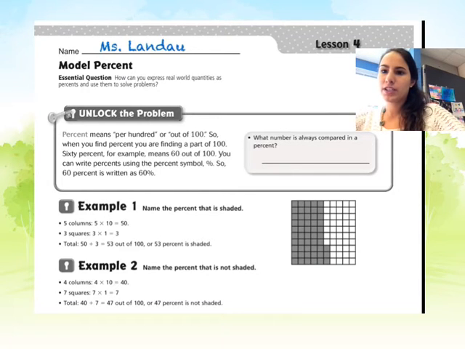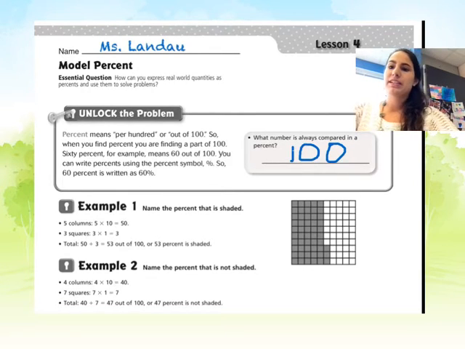Percent means per 100 or out of 100. So when you find percent, you are finding a part of 100. 60%, for example, means 60 out of 100. You can write percents using the percent symbol like this. So 60% is written like this. What number is always compared in a percent? So we are comparing out of 100 every time.